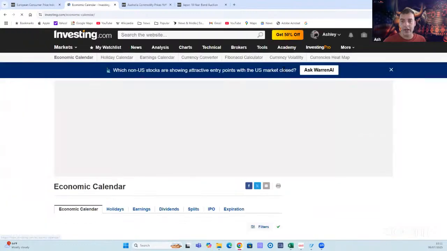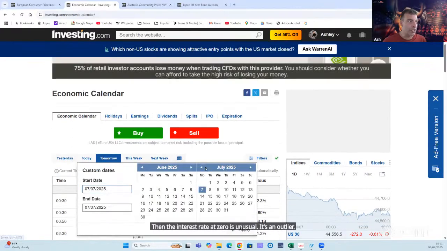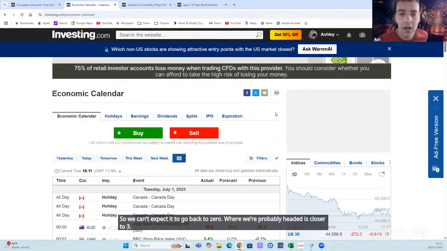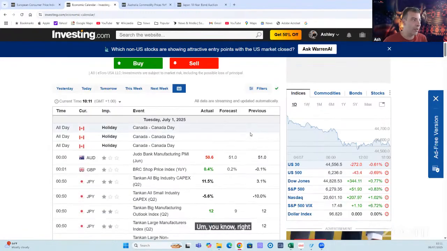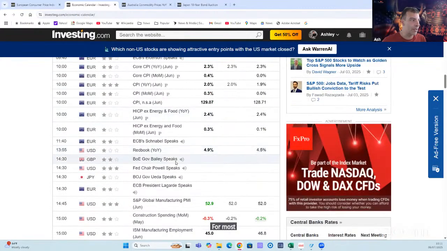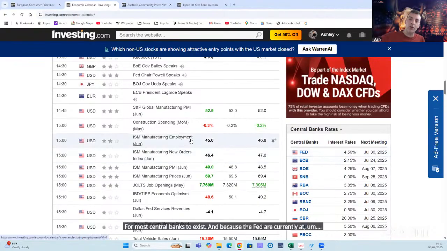Then the interest rate at 0 is unusual. It's an outlier, so we can't expect it to go back to 0. Where we're probably headed is closer to 3, right across the board. I think that would be a relatively comfortable place for most central banks to exist. And because the Fed are currently at 4.5, they've got some room to reduce.